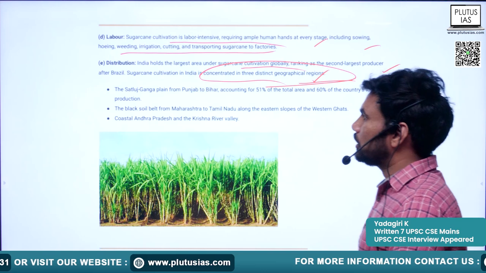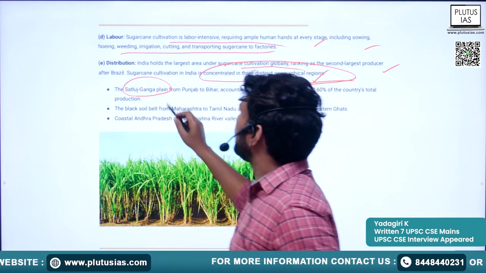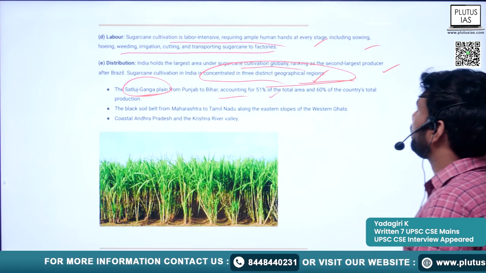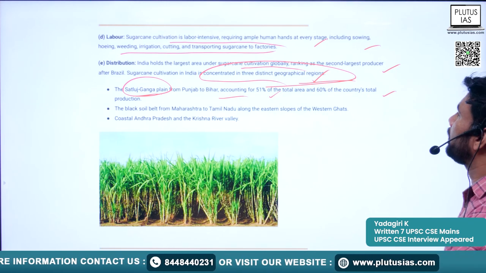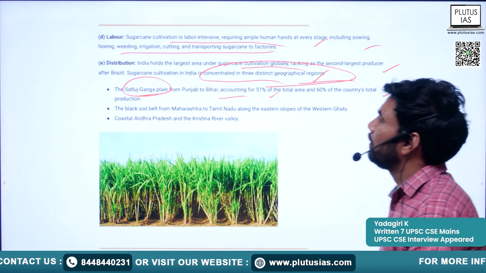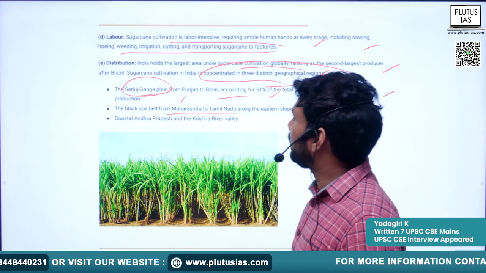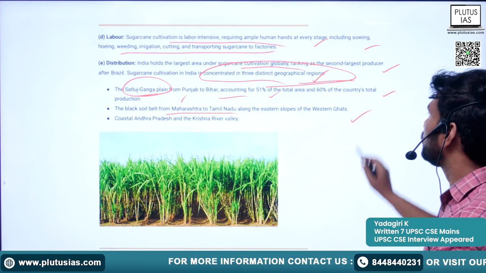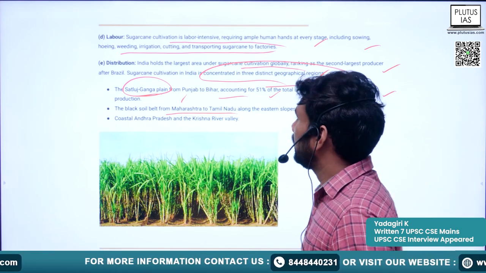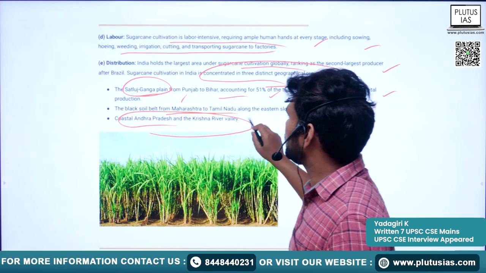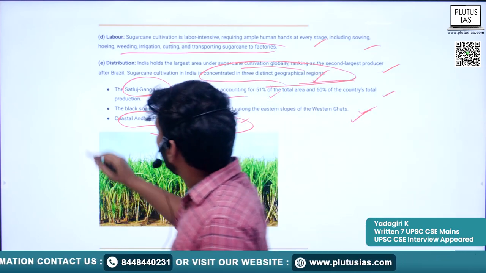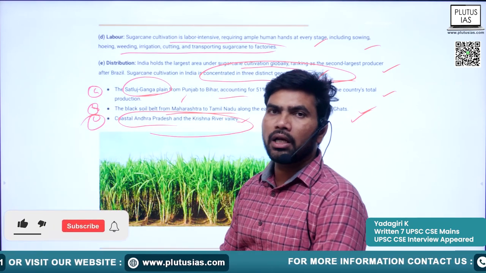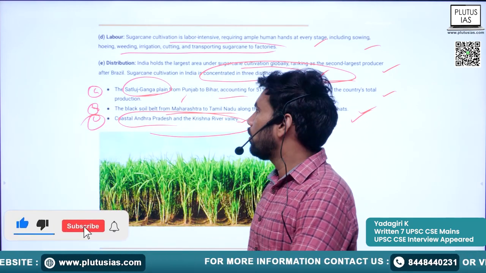Right. In India, the cultivation is located in certain distinct geographical regions. One is the Satluj Ganga Plain from Punjab to Bihar, accounting for 51% of the total area and 60% of the country's total production. Then the black soil belt from Maharashtra to Tamil Nadu, along the eastern slopes of the Western Ghats. This is also another important region. Next is coastal Andhra Pradesh and the Krishna River Valley. These are the three regions where the distinct sugarcane cultivating belts are located.